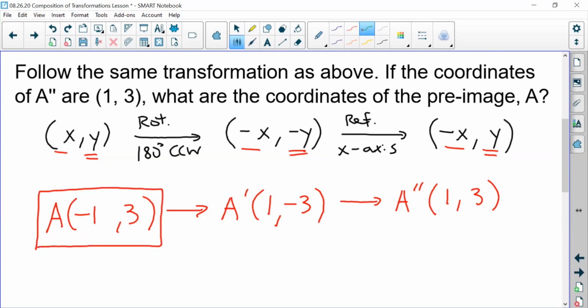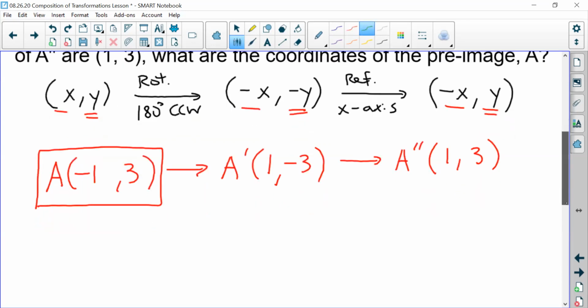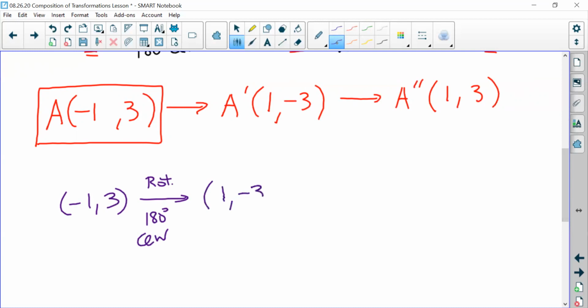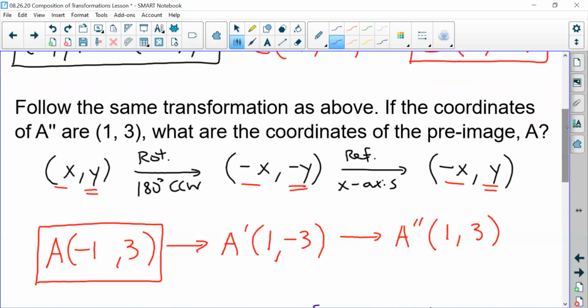My biggest piece of advice when you're trying to work backwards and find the pre-image is, once you have that pre-image, run it back through and make sure you end up back where you should have. So if we have -1, 3, and we do a rotation of 180 degrees counterclockwise, remember, x and y both change signs, so this would be +1, -3. And then we're reflecting across the x-axis. Well, reflecting across the x-axis means that the x stays the same, but now we have the opposite sign. So if we started at -1, 3, which we claim to, we should have ended at 1, 3. In accordance to the problem, that's exactly where we were.